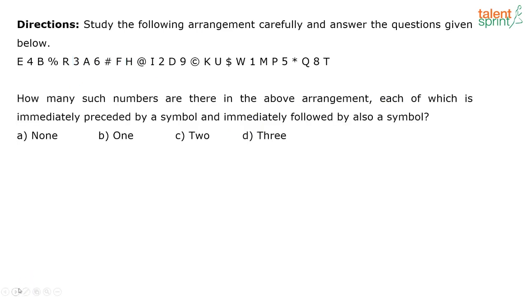Next question. How many such numbers are there in the above arrangement, each of which is immediately preceded by a symbol and immediately followed by a symbol? So how many such numbers are there? So what should be the pattern that should come? See, you have to find out a number which is immediately preceded by a symbol, means before the number a symbol has to come, and immediately followed by a symbol. So after the number also a symbol has to come. So you have to find out how many such numbers are there. Before this a symbol should be there, and after this also a symbol should be there.